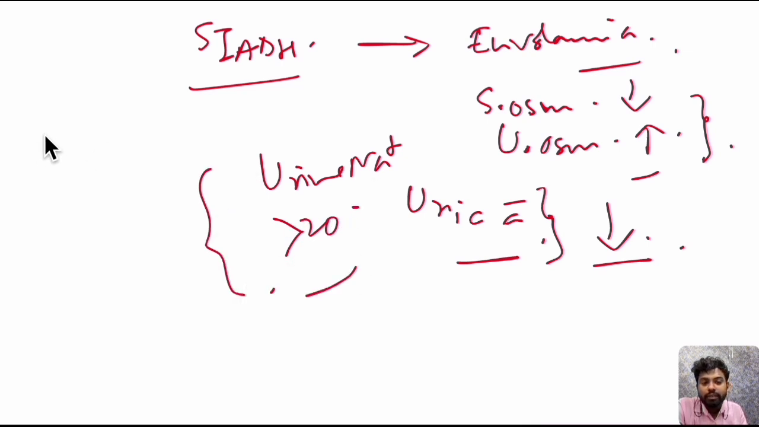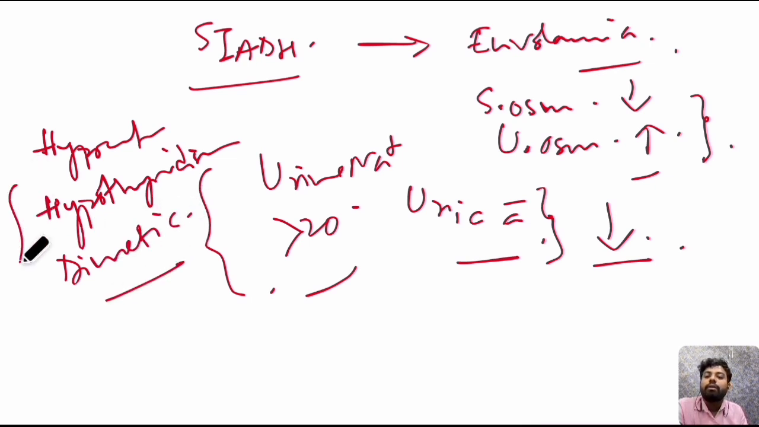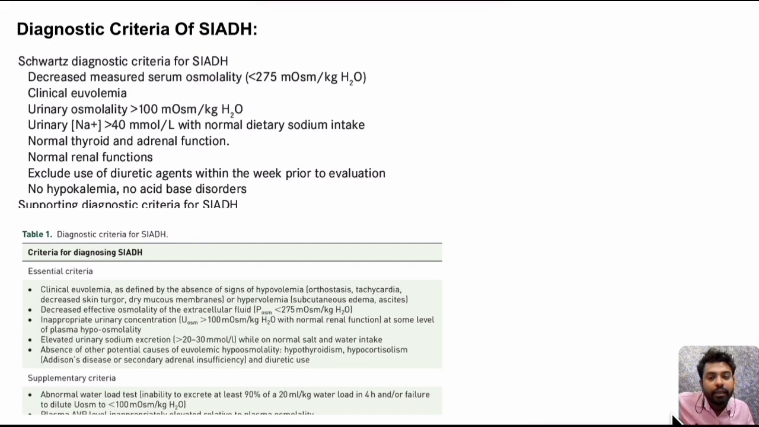And other causes like hypocortisolism or hypothyroidism should be excluded. Diuretic use: the patient should not be on diuretics, and it is not diagnosed in a patient who is on diuretics, because excess diuretic will also increase your urine sodium and it will cause hypovolemic hyponatremia mostly. Okay, so let's see the criteria.